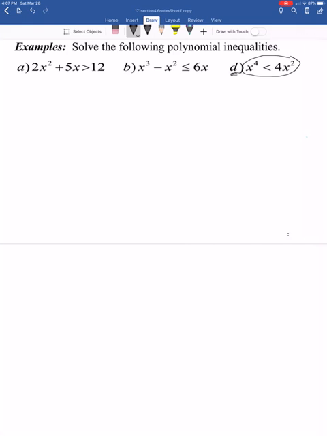So we're going to solve this one, and let's go ahead and relabel it example C. So example C, again, I've got x to the fourth less than 4x squared. Well, again, step one, let's solve the related equation. So let's drop the inequality symbol and put in an equal sign. As we do that, we've got x to the fourth power equal to 4x squared. And as we're solving for x, we're going to set everything on one side equal to 0. Let's subtract the 4x squared over.